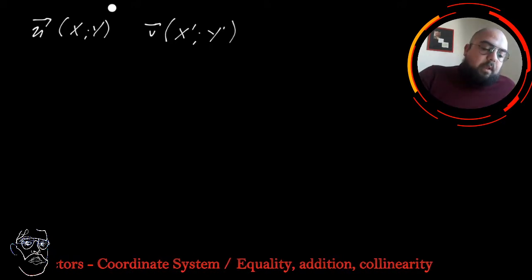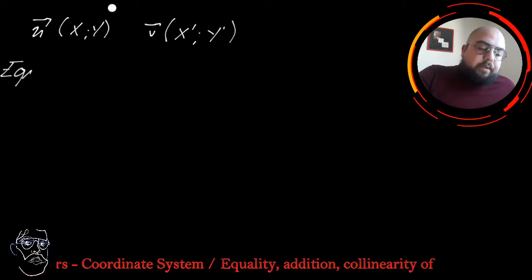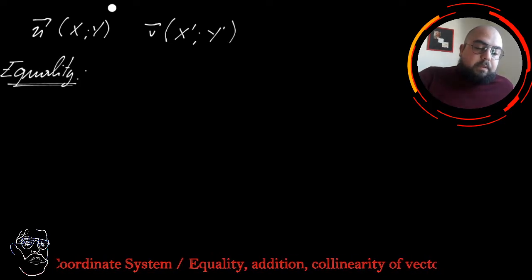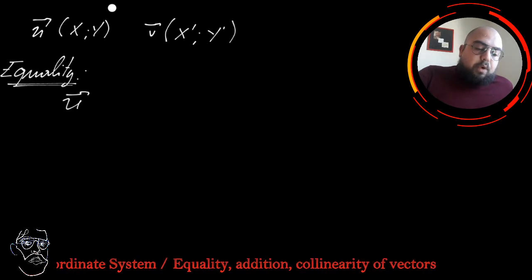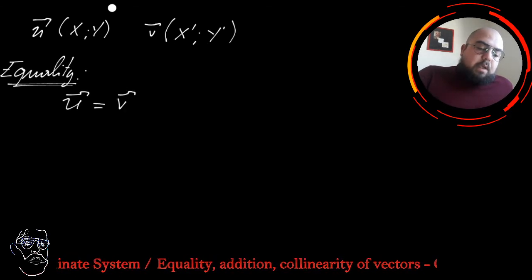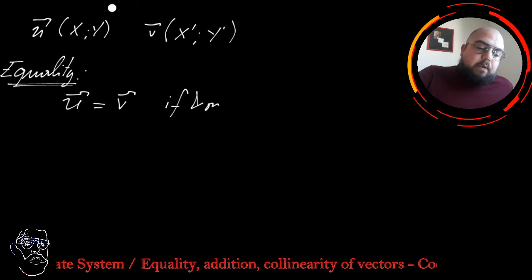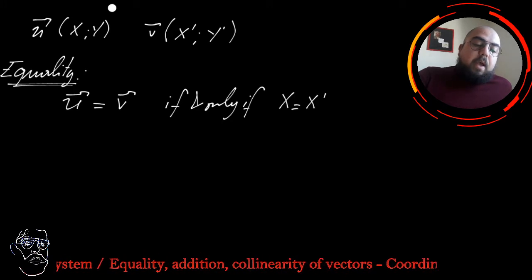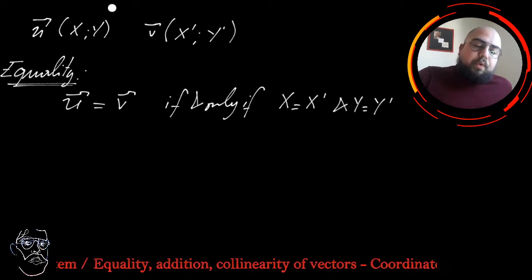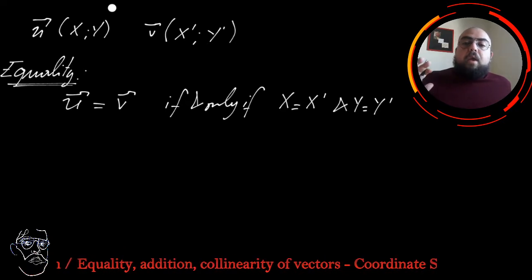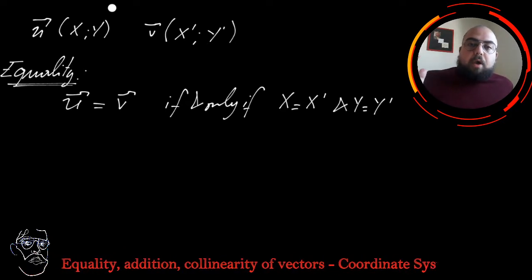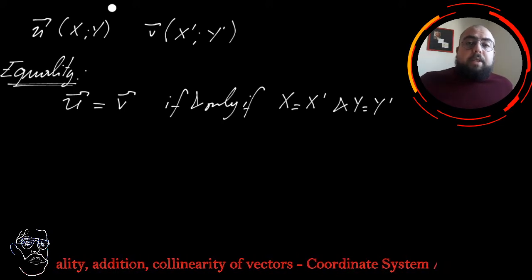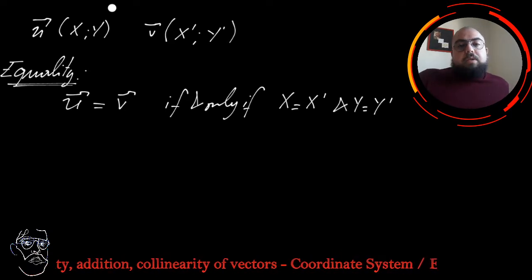Now, in order to talk about equality of two vectors, it's very important to say that u will be equal to v if and only if x is equal to x prime and y is equal to y prime. So whenever the abscissa is equal to the abscissa of the second vector, and the ordinate is equal to the ordinate of the second vector, you can simply say that these two vectors are equal.